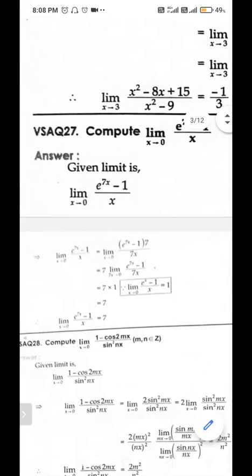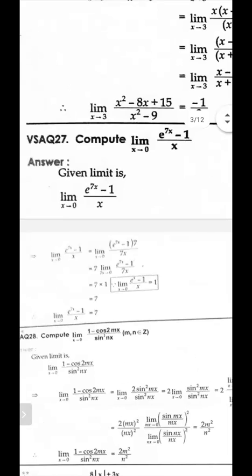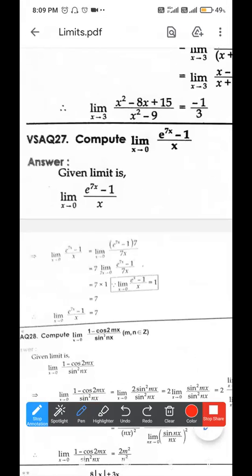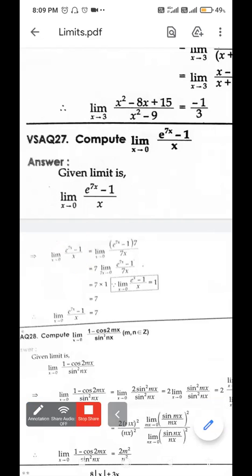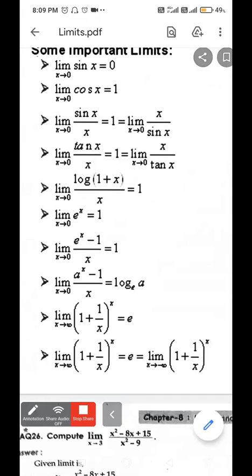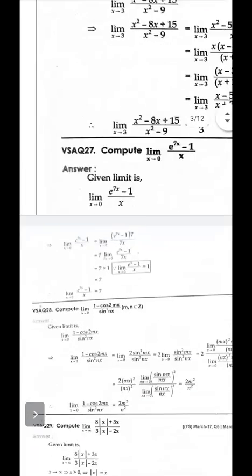Next question. Limit x tends to 0, e power 7x minus 1 by x is given. Now what should we do? Is it clear? So from the formula, what is the formula? E power x minus 1 by x is equal to 1. We are using this formula over here.